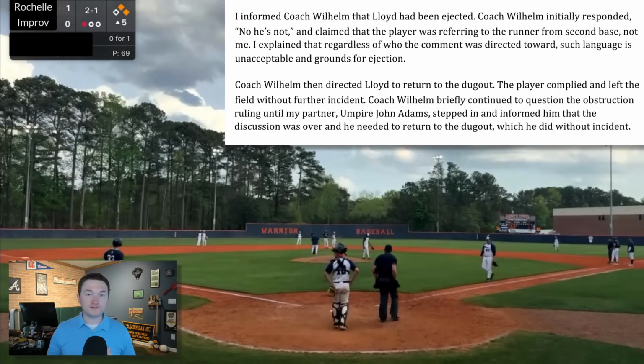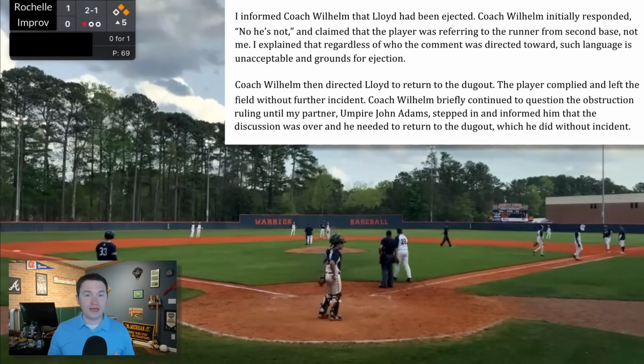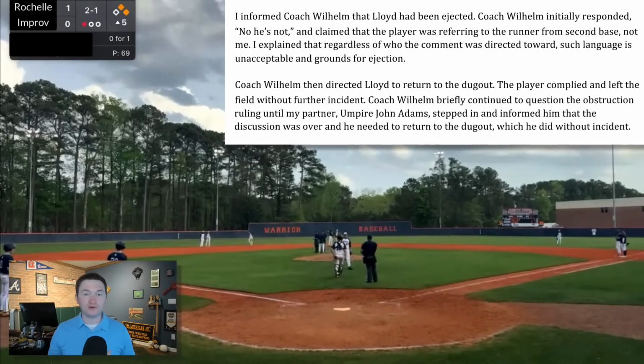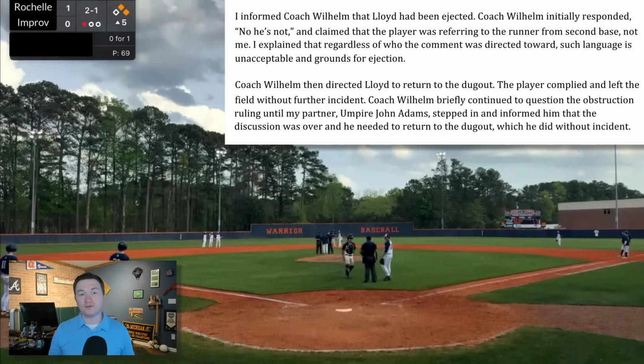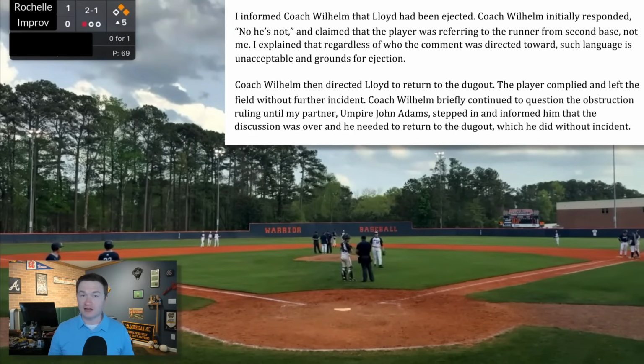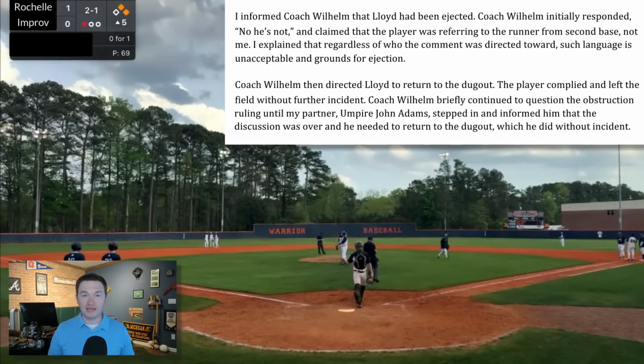It then continues to simply say the player left the field without incident. And this section of the ejection report comes to an end when we get to the moment where everyone has left the field that's not supposed to be on it, and play is beginning to resume.